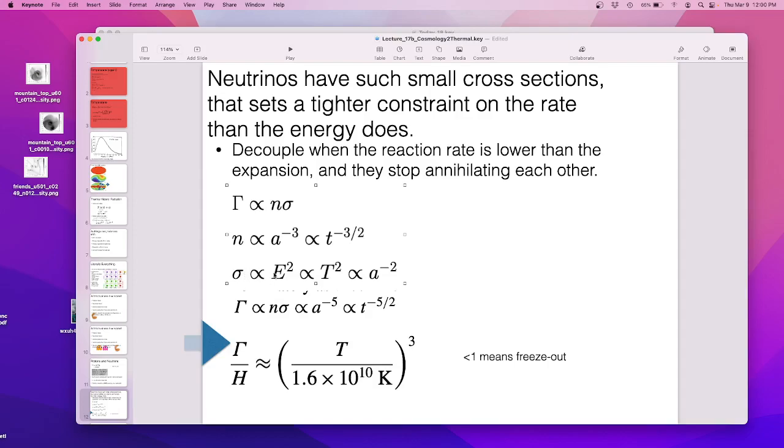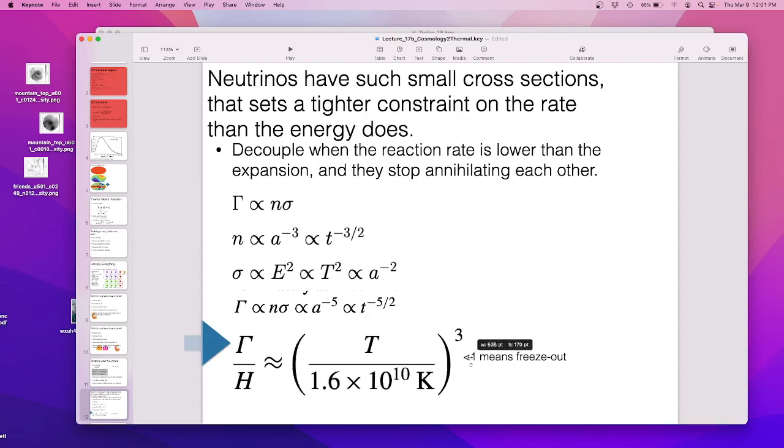The cross section goes like the energy squared. I don't have a homework problem for you; that's high energy physics. It goes like t squared, which goes like 1 over a. So the interaction rate goes like t to the minus 5 halves. When the interaction rate is about the same size as the expansion rate, I'm just as likely to run into that neutrino as I am to run away from that neutrino. When that happens, we get freeze out. So we get this condition on when the neutrinos freeze out.